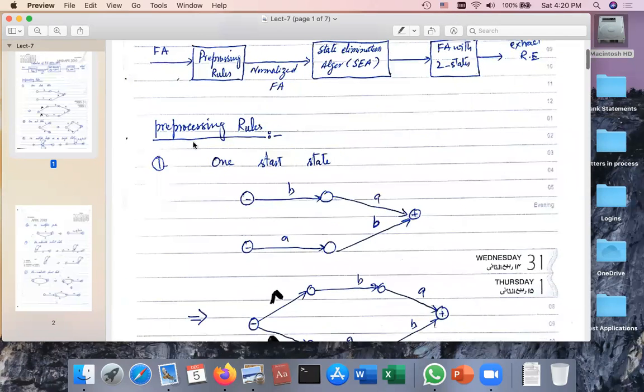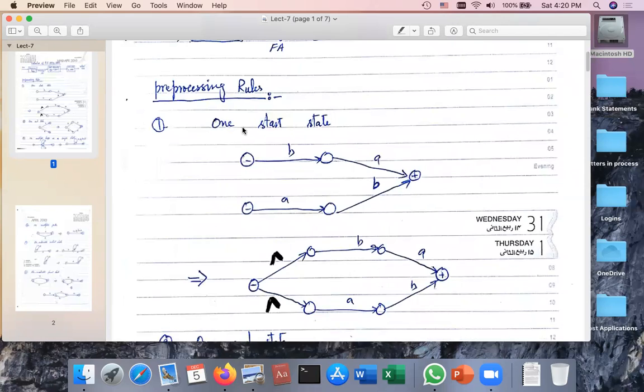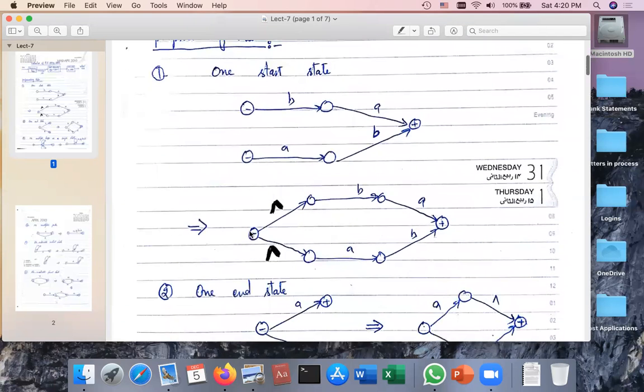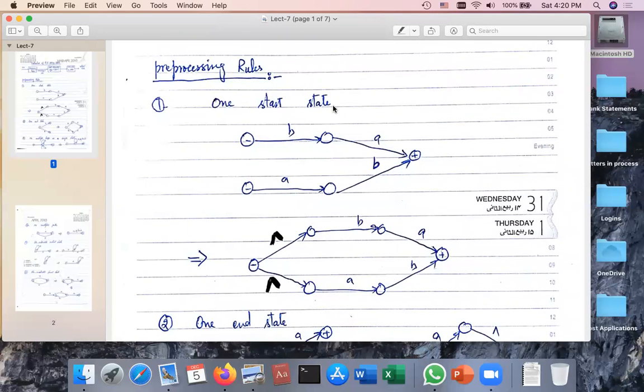So first, let's start with the pre-processing rules. These are quite easy ones. You can simply say easy peasy, as we normally say to our kids. So, for example, if you have an FA like this, and if it has more than one initial state, then your duty is to convert that FA into another FA which has only a single initial state, like this one. So the rule is one start state. Our FA should contain one start state. This is the FA in which we have two initial states. So how can we do that?